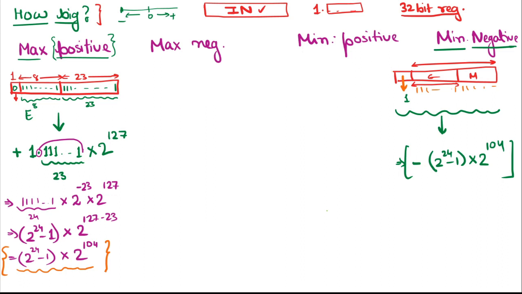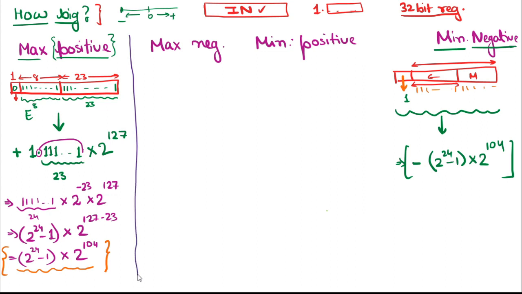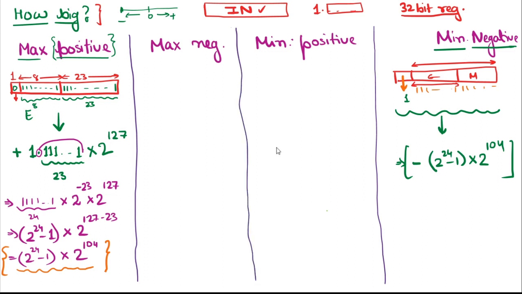Okay, so we have discussed maximum positive, we have discussed minimum negative, right? So let's discuss these two things as well: maximum negative and minimum positive. Let's start with minimum positive. Let me draw a line here as well, just for the distinction. Now let's discuss minimum positive.